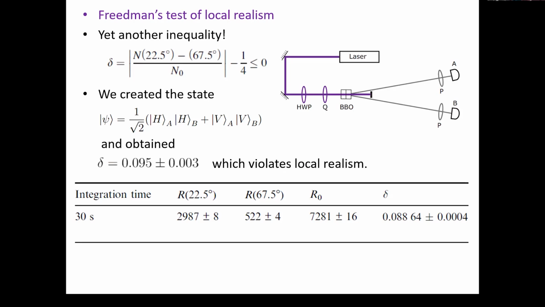If this number is greater than 0, then you have violated local realism. So when you perform this experiment, our number turns out to be 0.095 plus or minus the standard deviation, which is greater than 0. You violate local realism. So nature is non-local, it's non-real.